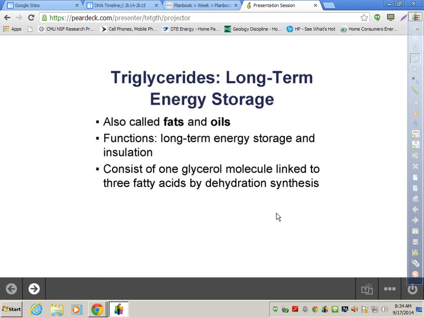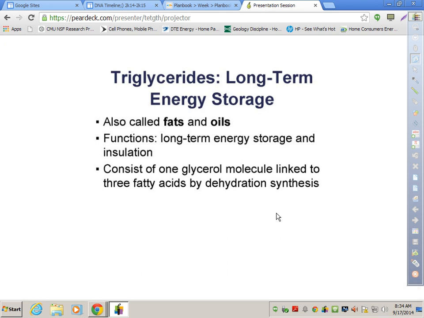So let's talk about all of these. First big category, the triglycerides, and these are for long-term energy storage. We call these fats and oils. There's different types of these. Their functions are, again, long-term energy storage and insulation.